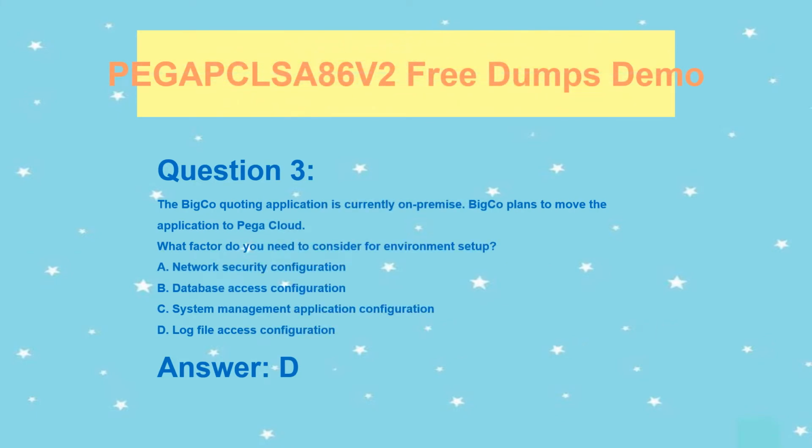Question 3. The BigCo quoting application is currently on-premise. BigCo plans to move the application to Pega Cloud. What factor do you need to consider for environment setup? A. Network security configuration. B. Database access configuration. C. System management application configuration. D. Log file access configuration. Answer: D.